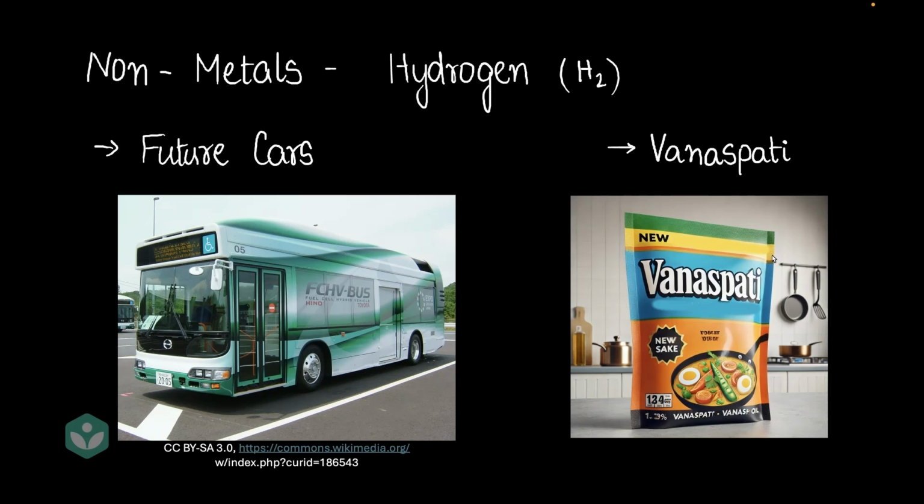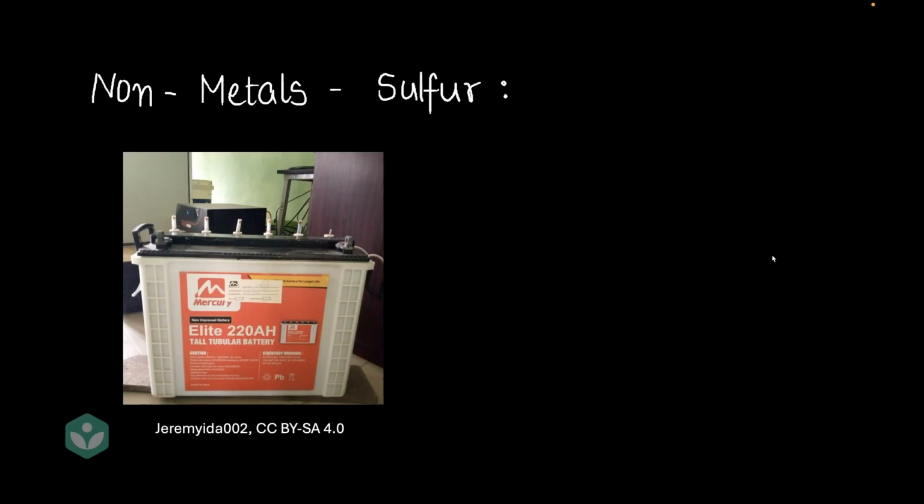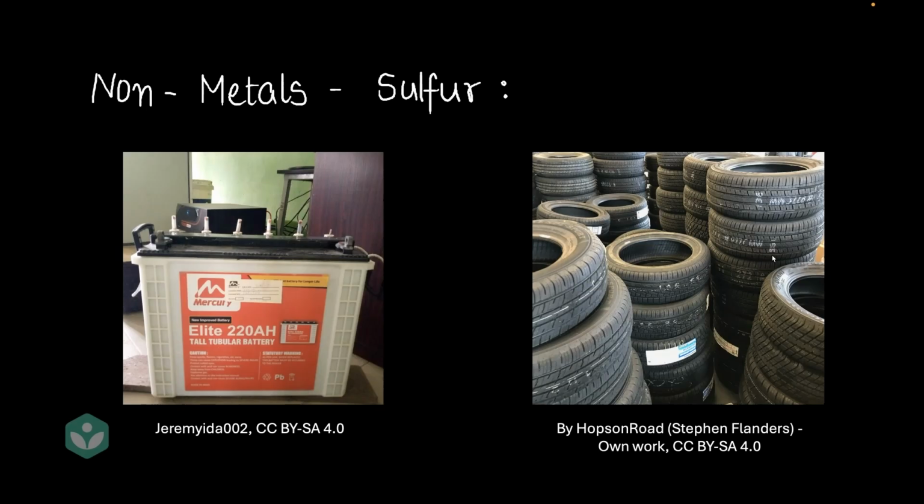Let's move ahead. Okay, what about sulfur? Where is sulfur used? Sulfur is pretty dangerous, mind you. But it's pretty common around us. A lot of batteries use sulfuric acid, which is made using sulfur. If you remember, sulfur is also used in vulcanization of rubber. That's a process where rubber, which is pretty brittle, is treated with sulfur to make it strong and pliable.